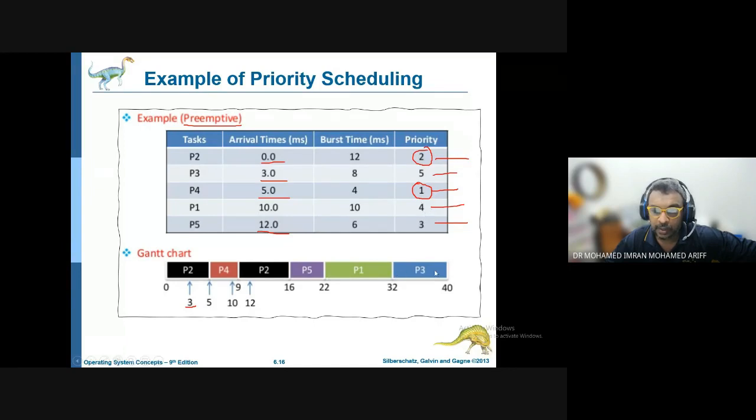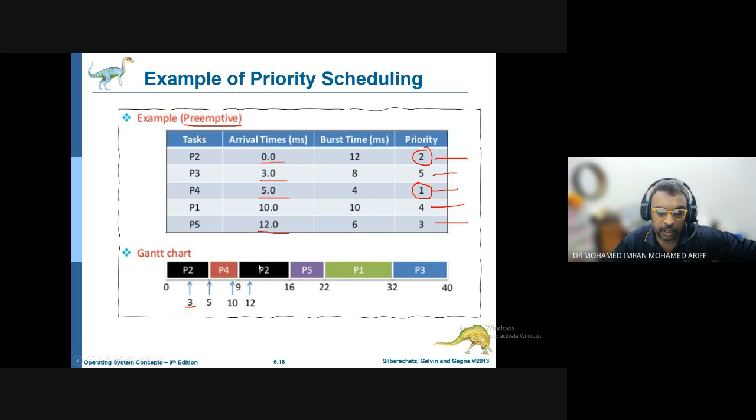And last is P3, because its priority is the biggest, which is number 5, so it runs until it finishes. Alright. So now we calculate the waiting time for each of these boxes. For example, P2 arrived at 0 and entered at 0. So the waiting time for P2 in this particular box is 0.